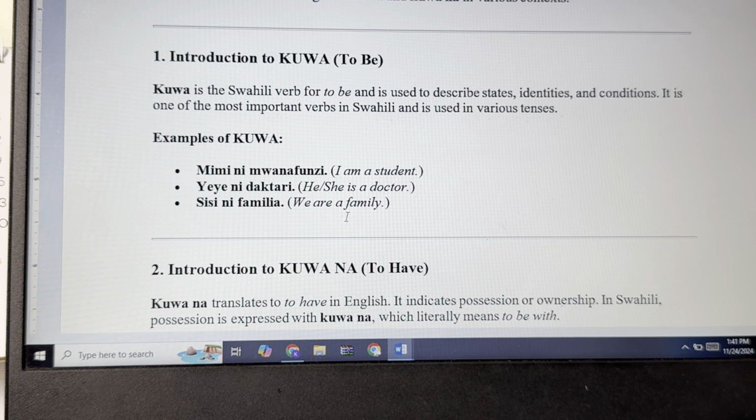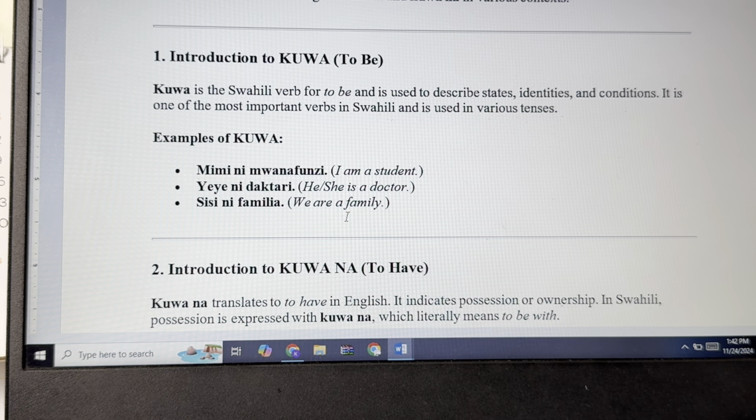If we want to negate the verb kuwa in the present tense, then you can simply say si. Mimi ni mwanafunzi, mimi si mwanafunzi, I am not a student. Yeye ni daktari, he or she is a doctor. Yeye si daktari, he or she is not a doctor. Sisi ni familia, sisi si familia.